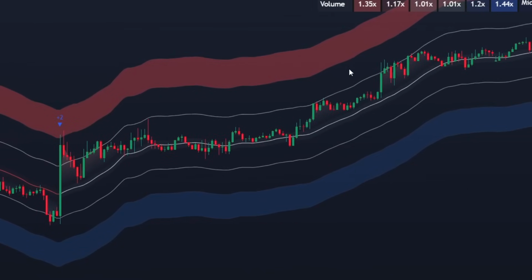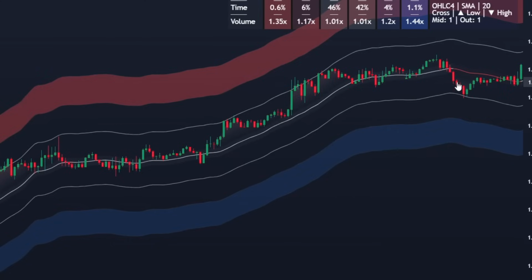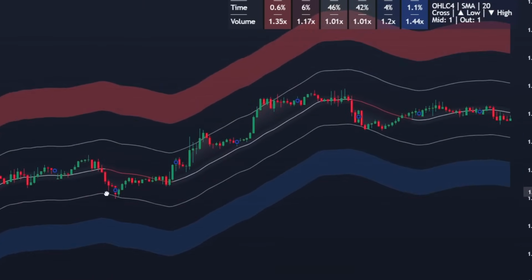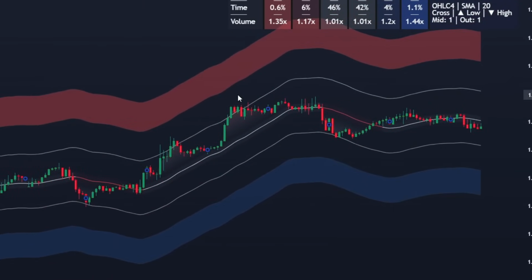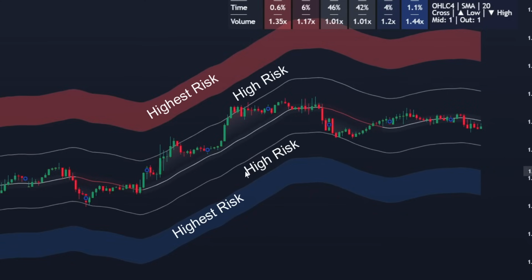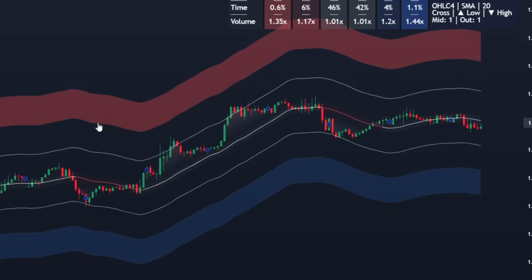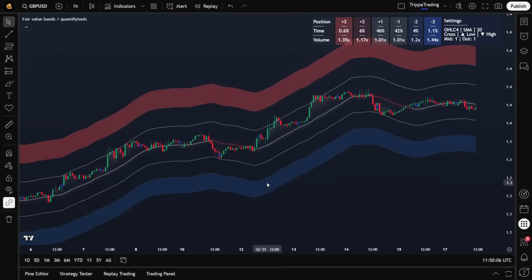The first band above and below the fair value line creates the fair value area. When price is inside this zone, it's considered low risk. If price is above the line but inside the first band, the bias is up. If it's below the line but inside the first band, the bias is down. Once price moves outside this fair value area into the next zones, things change. Between the first and second bands is considered high risk. Between the second and third bands is considered highest risk. These zones are highlighted red or blue. Blue shows extreme downside risk, red shows extreme upside risk.